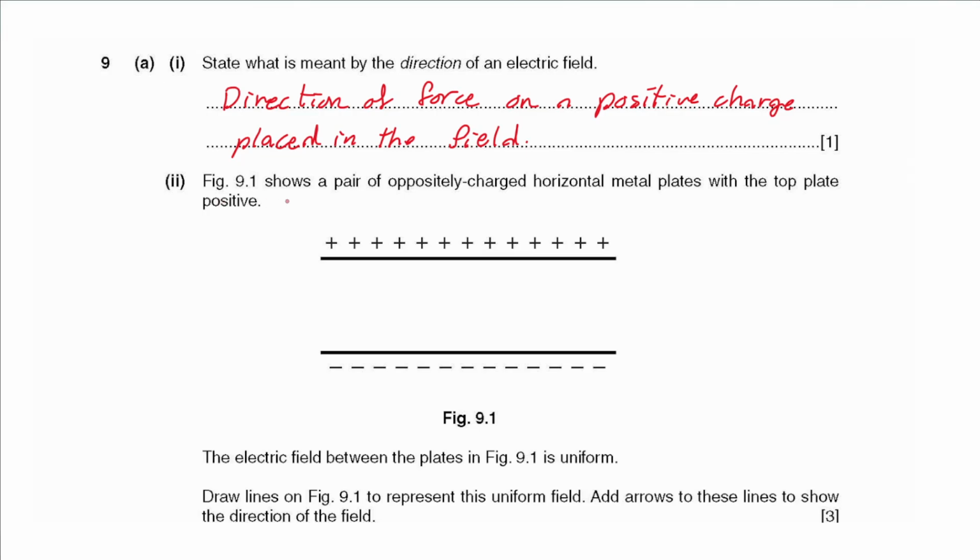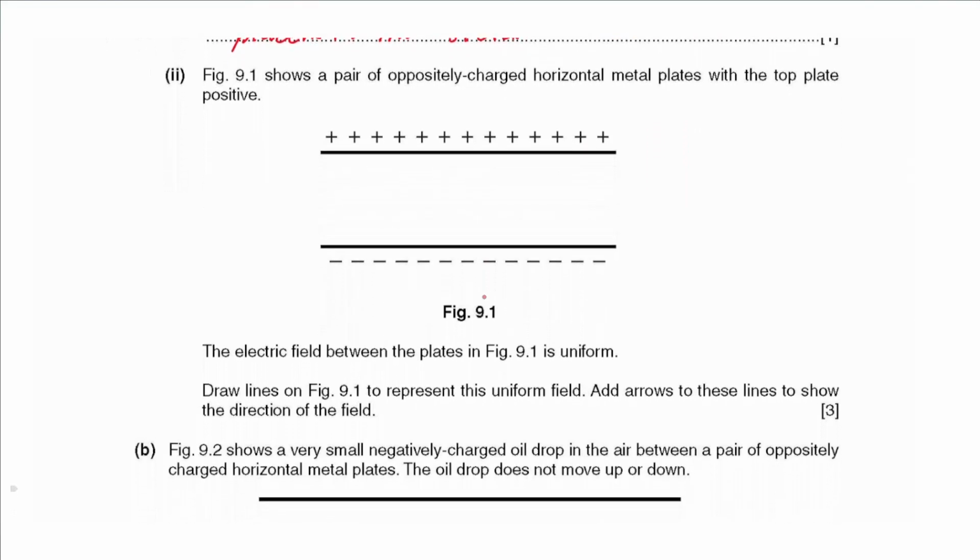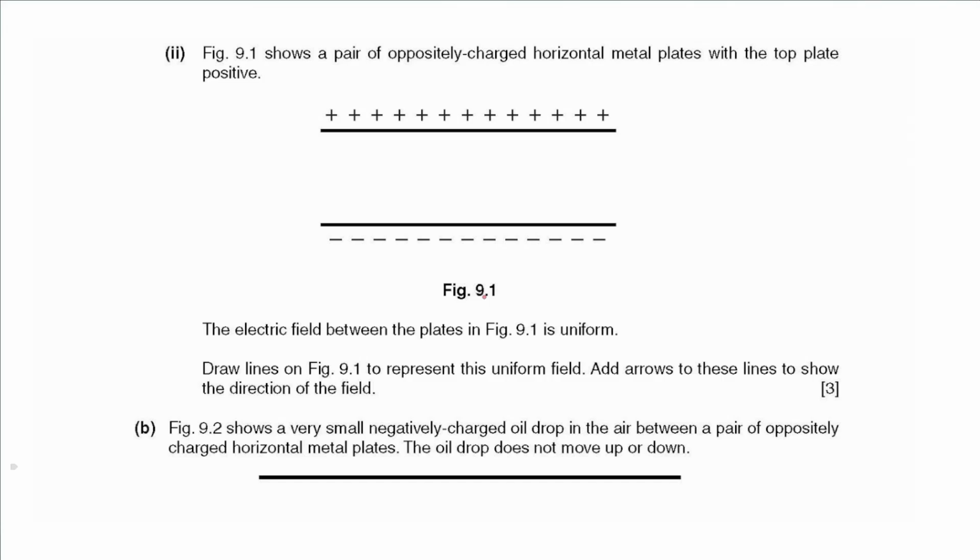Double I says figure 9.1 shows a pair of positively charged horizontal metal plates with the top plate positive. The electric field between the plates in figure 9.1 is uniform. Draw lines on figure 9.1 to represent this uniform field and arrows to these lines to show the direction of the field. If we have a uniform field, the lines will be parallel and equally spaced. You do not need to draw a lot of lines.